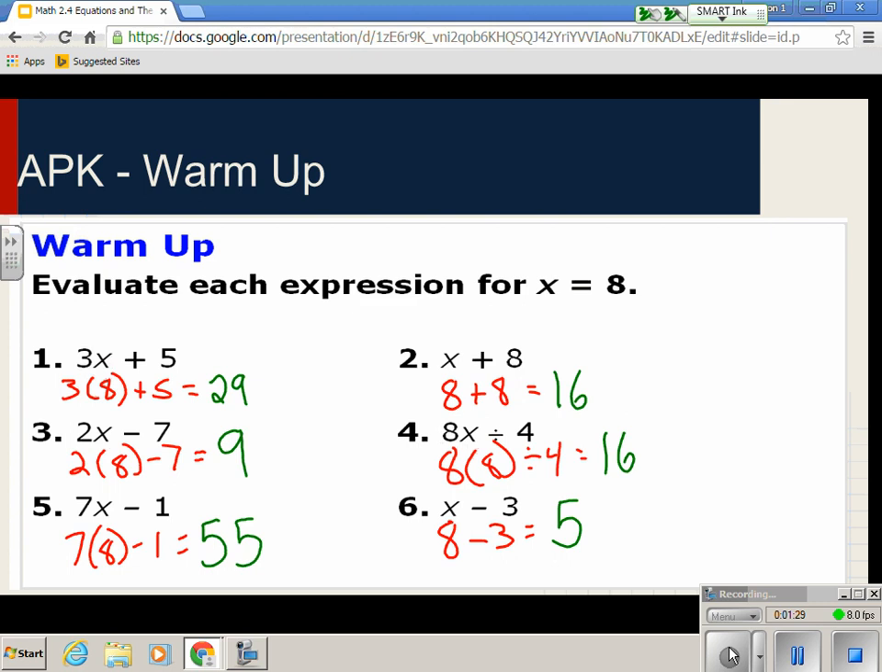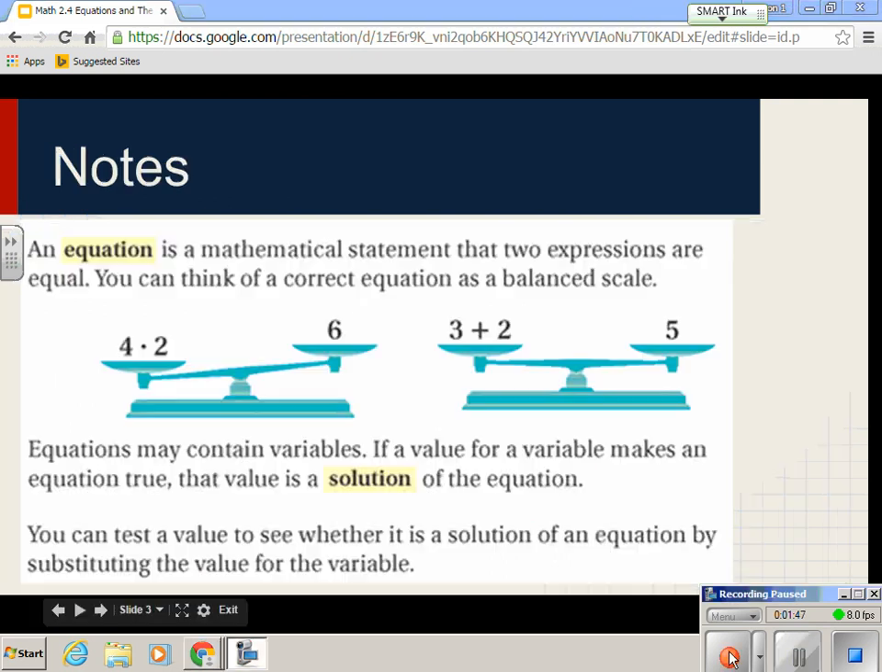So all you're doing is putting 8 in for x, and then solving all those problems so you get the final answer. Now there are 6 of them. If you got 4 correct, 5 correct, or 6 correct, I want you to give yourself a pat on the back. And I'll be looking to see if you're doing it.